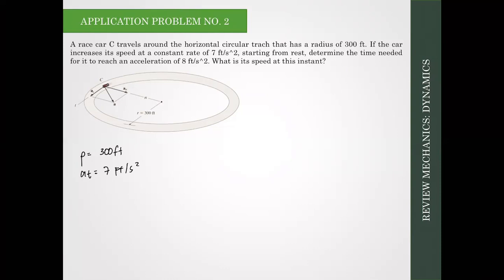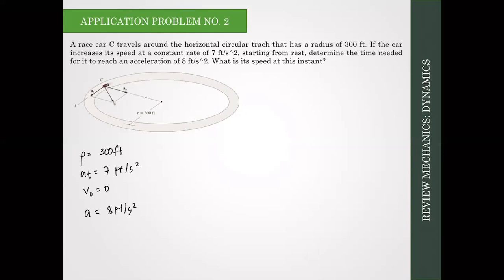Okay? Then starting from this, ibig sabihin ang initial velocity natin ay 0. Determine the time needed for it to reach an acceleration of 8 feet per second squared. So yung A na hinahanap natin na magnitude na given is 8 feet per second squared. What is the speed at this instant? Okay? So, maximize muna natin yung given. So, meron tayong constant rate ng acceleration.